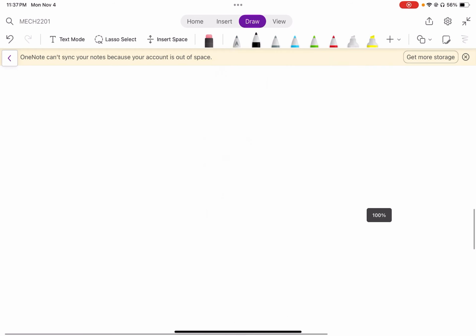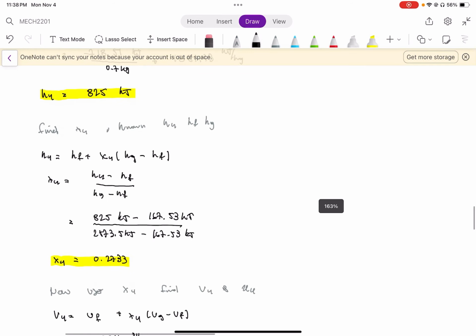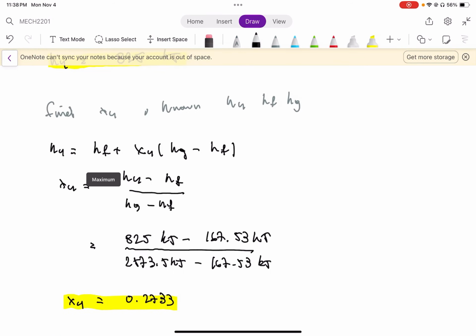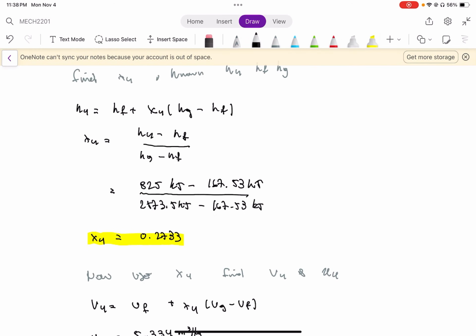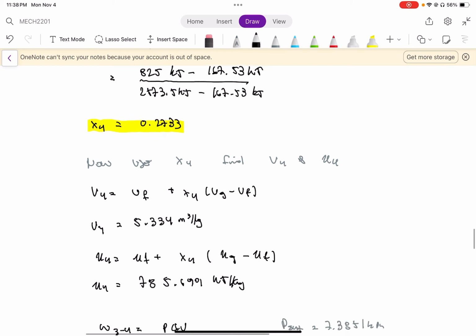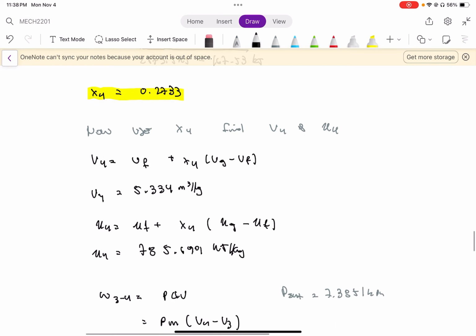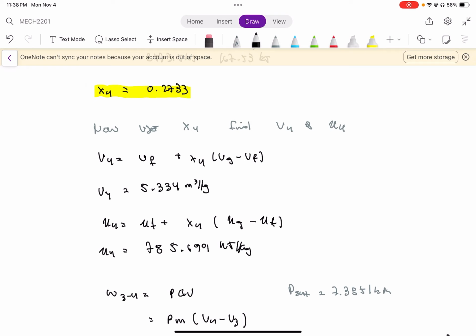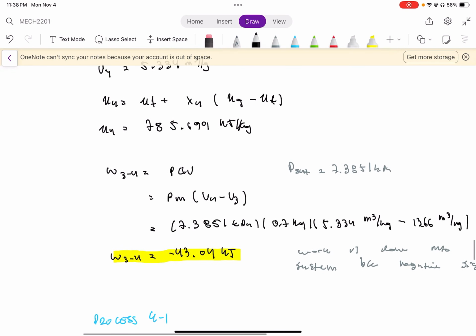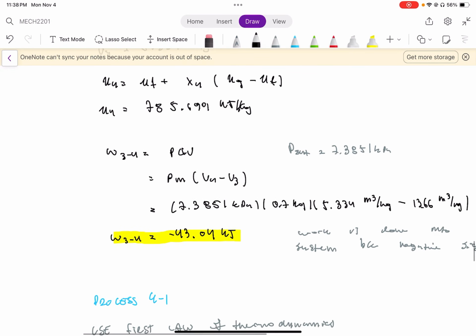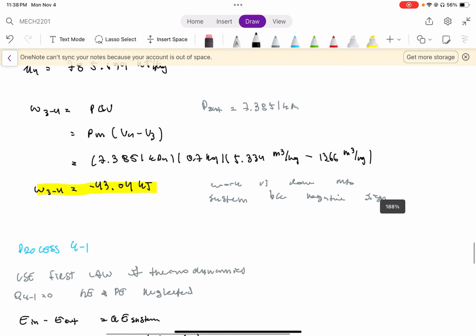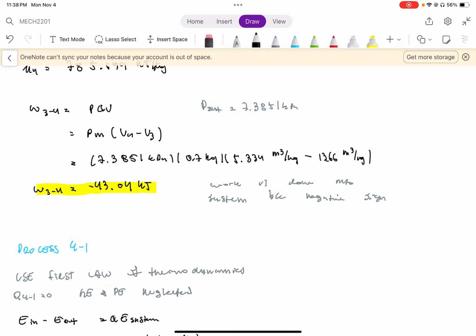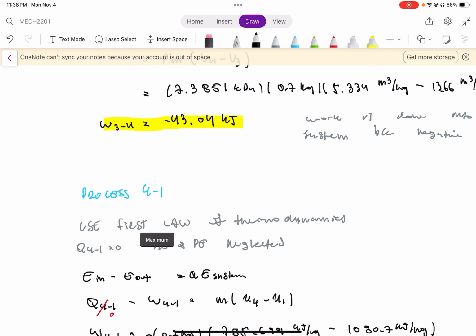And yet again, we're going to use this exact same formula, but with different variations. You'll find x4 equals around 0.27. Now we're going to use x4 and these other variables to find u4. And then we can find that W3 to 4 is this number right here. It's negative, so the work is actually being done on the system because the sign is negative.